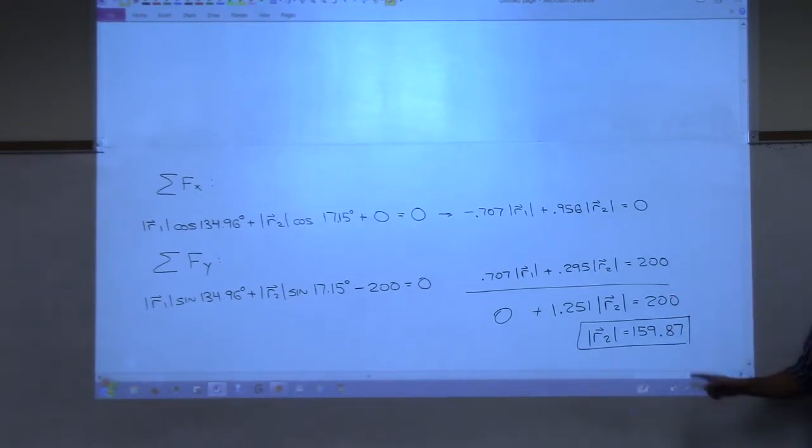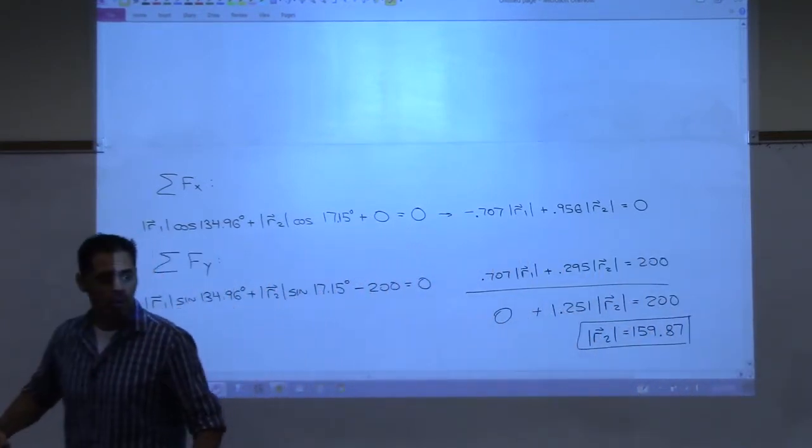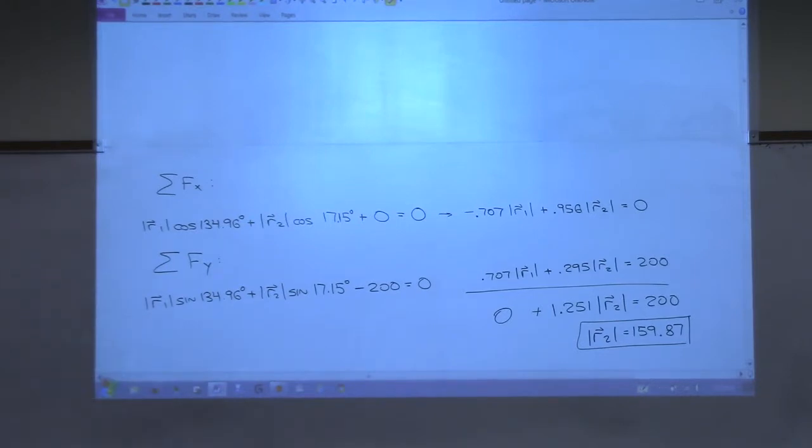And that corresponds to the length of the vector. Not the length of the rope, the length of the vector. And the length of the vector is the force. And so there's about 160 pounds of force on that rope, even though the weight's only 200 pounds. So does that mean that there's about 40 pounds of tension on the other rope? No. We're about to see that.